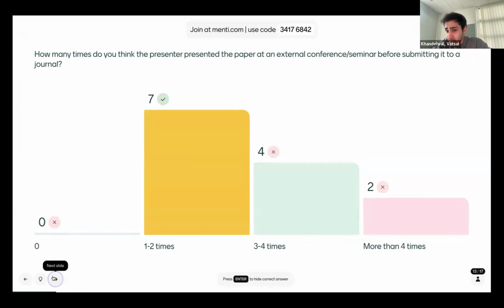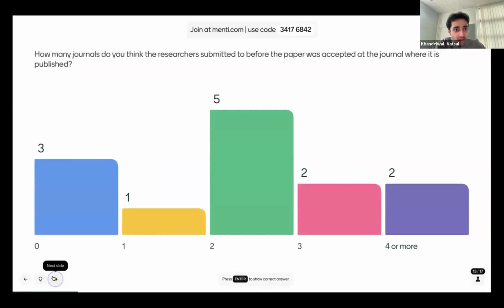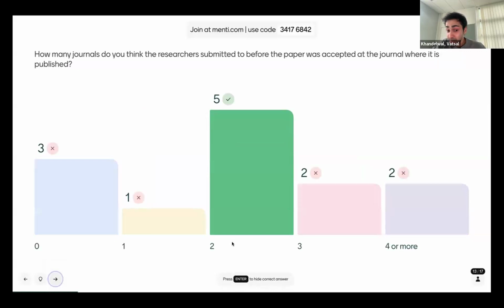Then we have a couple of questions on peer review. Should we go ahead? Okay. So then how many journals do you think the researchers submitted the paper to before it was accepted? Wow, the audience is getting things right.